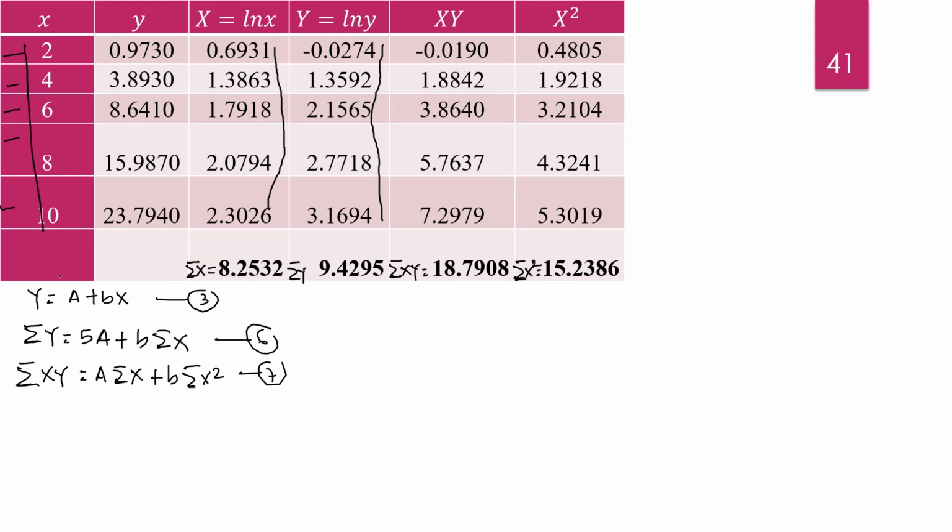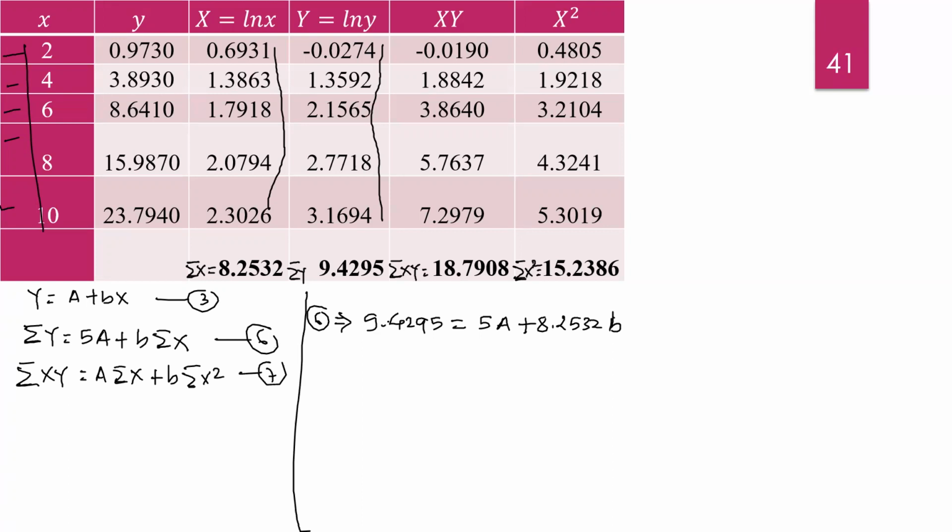Put all these values of the last row in equations 6 and 7. Then equation 6 becomes: summation y, which is 9.4295, is equal to 5 times capital A plus summation x, which is 8.2532, into small b.